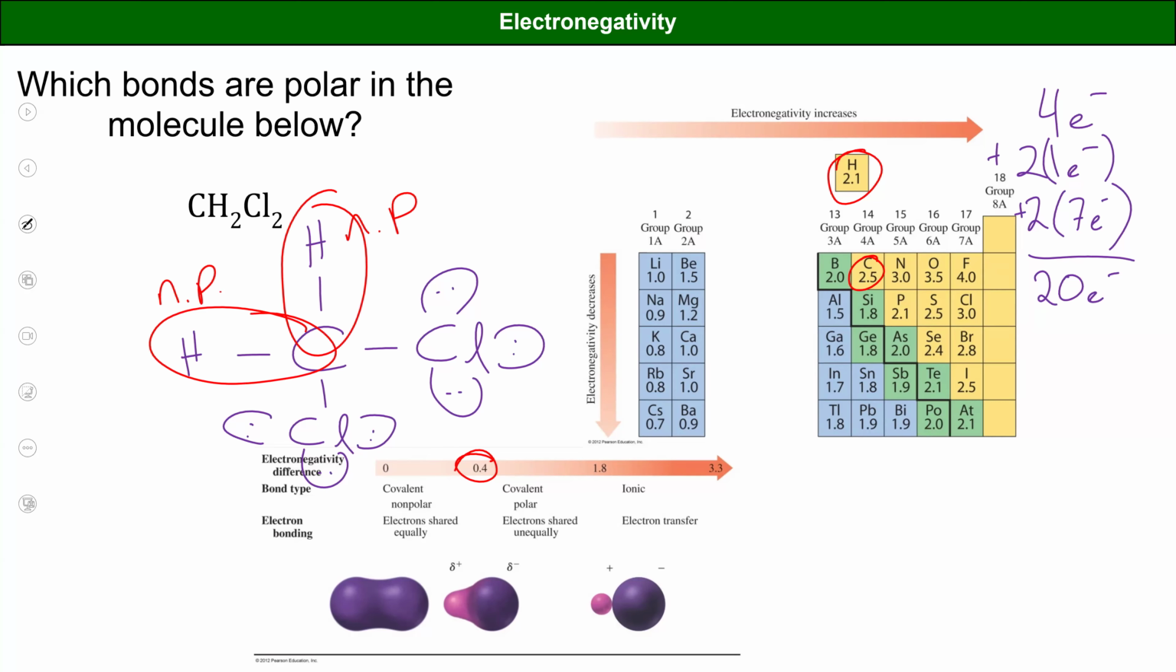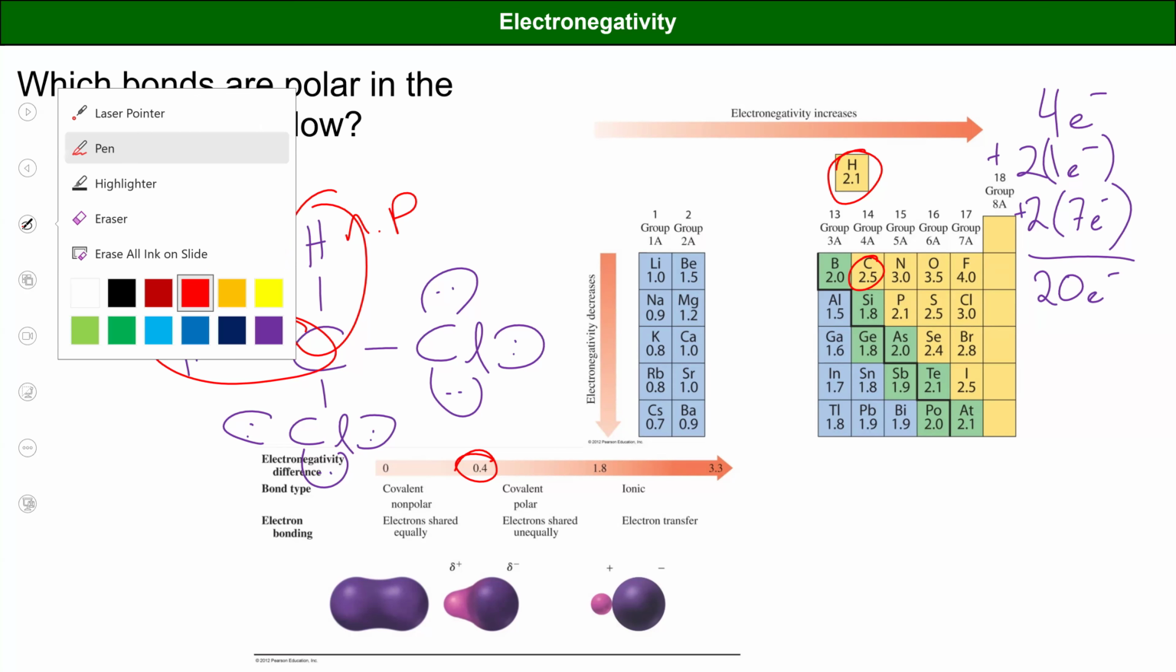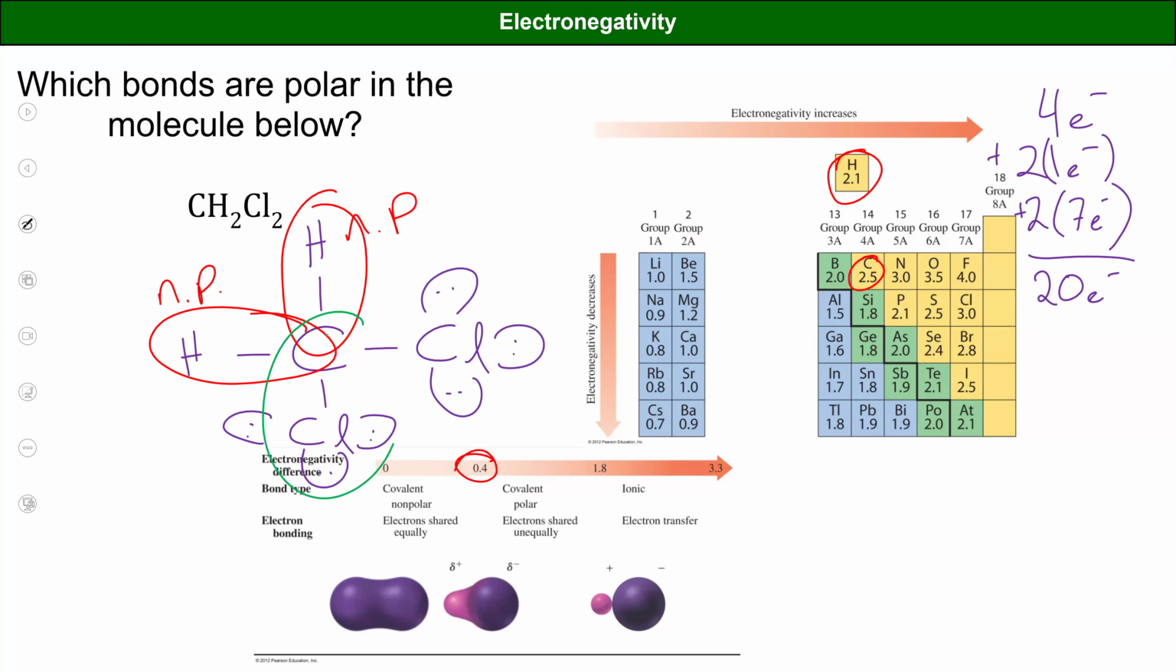What about carbon to chlorine? 0.5, so that's above the difference that we just said, right? That's above that 0.4 threshold. So carbon to chlorine is a polar bond.